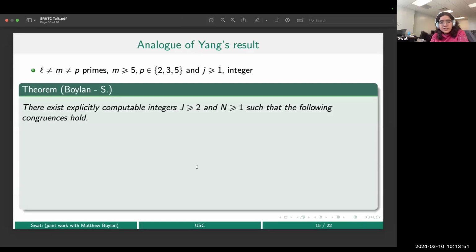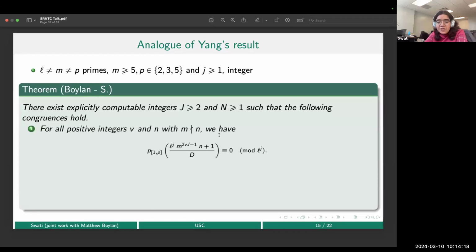Moving on to our next result, we prove the analog of Yang's result for the partition function P1 P of n. So we take L and P to be distinct primes with M and P in this range and J to be a positive integer. What we show is that there exist these explicitly computable integers J and N such that you can get infinitely many congruences of this form, modulo any prime power.